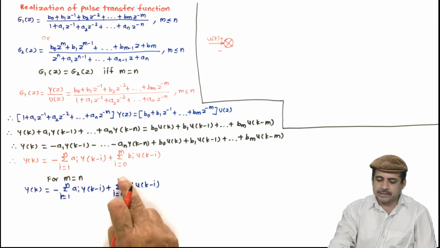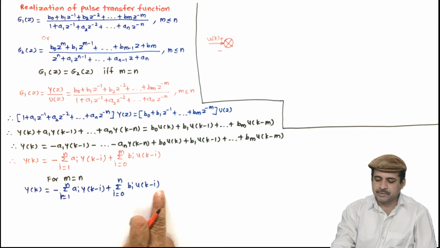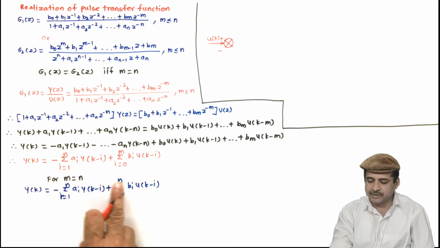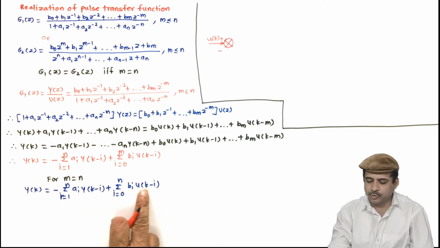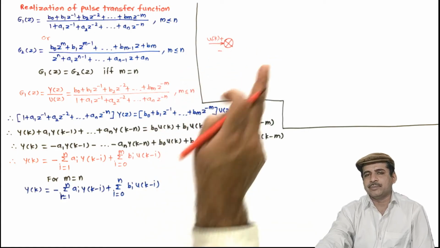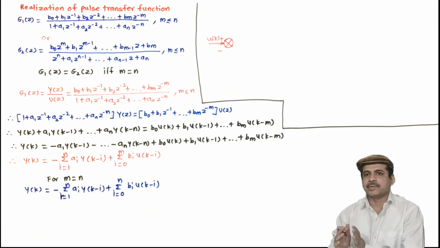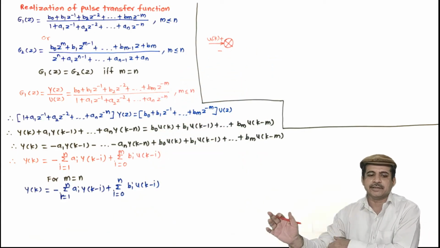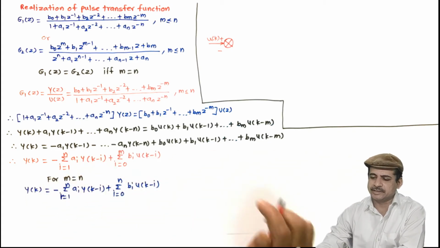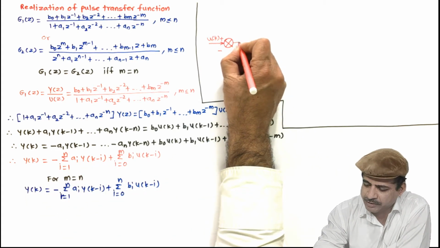Now if you see, there are a total of n delays. Because the final delay is when i is equal to n, this will be u of k minus n. So from u I must get u of k minus 1, u of k minus 2, and so on up to u of k minus n. So in all there will be n delays. Delay function is represented by a block z raised to minus 1.